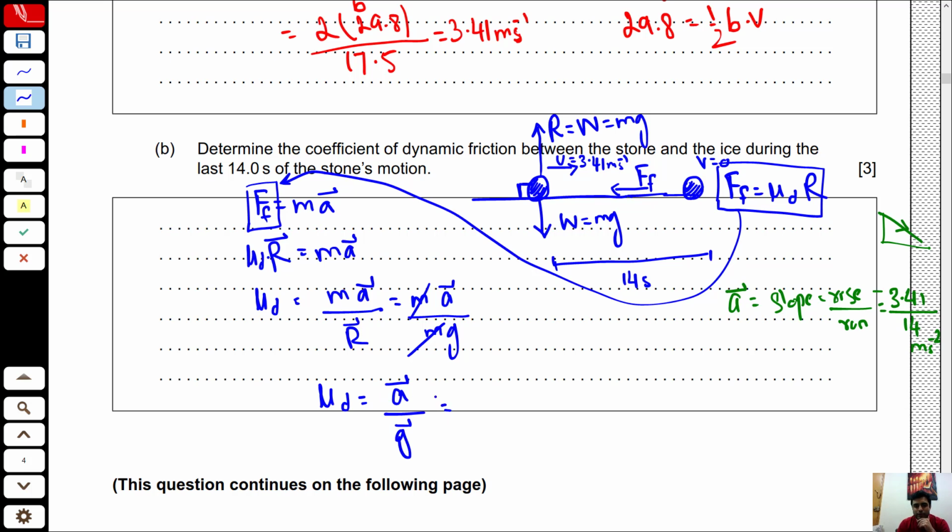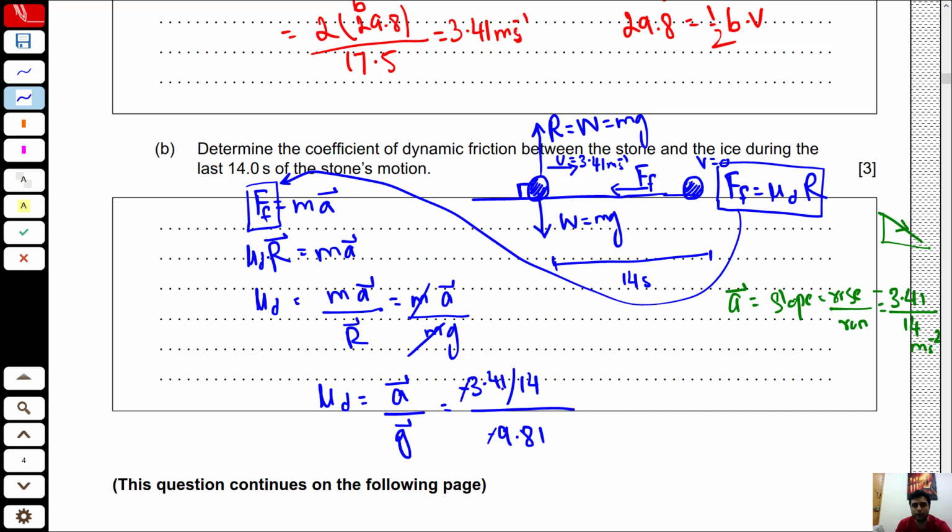So the deceleration that we found is here. So it's going to be 3.41 divided by 14 from here, divided by g, which is 9.81. So it has a negative sign because it's deceleration, and the gravity is also acting in the opposite direction, so just put a negative sign there. So it's going to be negative 9.8, so the negatives just cancel out each other, and you can just hit the calculator.